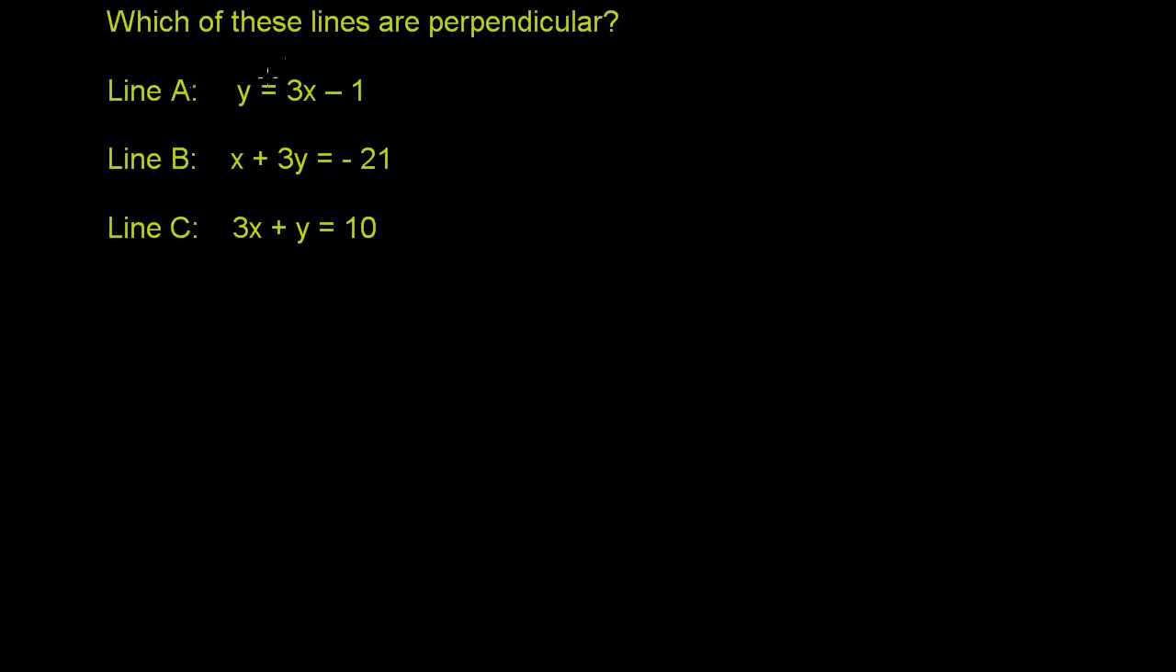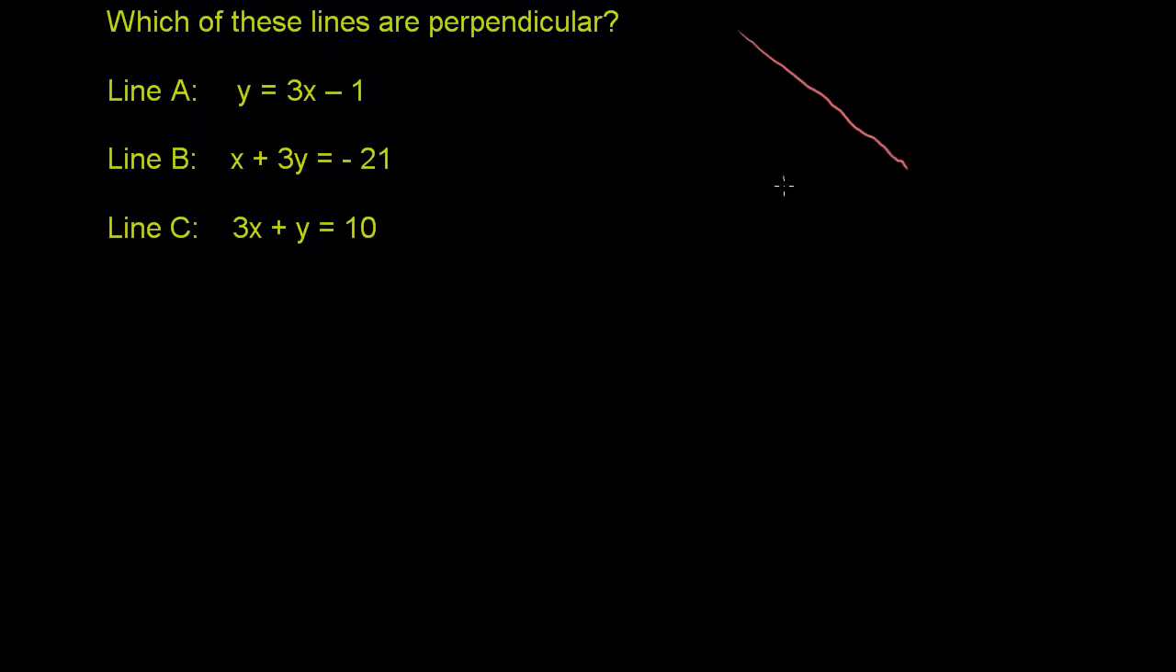We are asked, which of these lines are perpendicular? And it has to be perpendicular to one of the other lines. You can't be just perpendicular by yourself. And just so you have a visualization for what perpendicular lines look like, two lines are perpendicular if they intersect at right angles. So if this is one line right there, a perpendicular line will look like this.